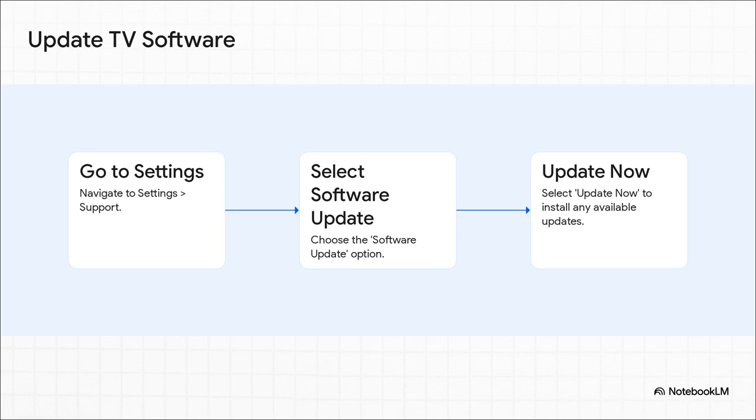Okay, so we've looked at the app. Now let's look at the TV's brain, its operating system, which for Samsung is called Tizen OS. Go back to your main settings, then to Support, and select Software Update. If there's an update available, just choose Update Now. These updates often include really important bug fixes that can solve exactly this kind of weird app problem.